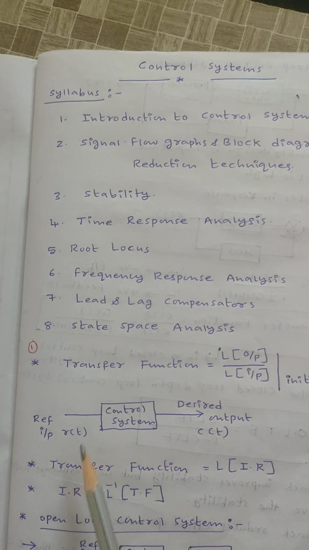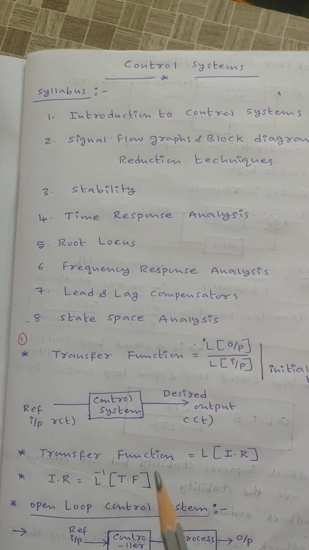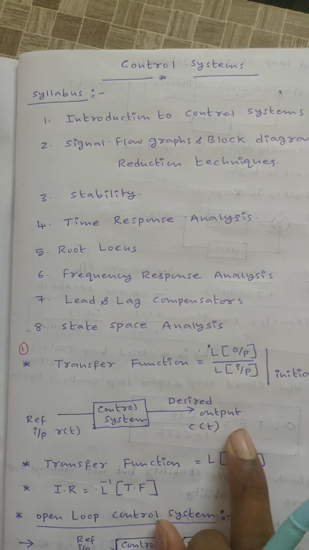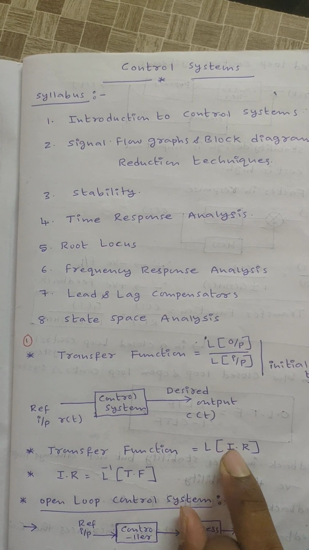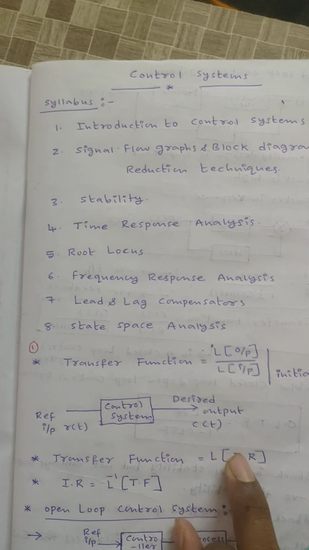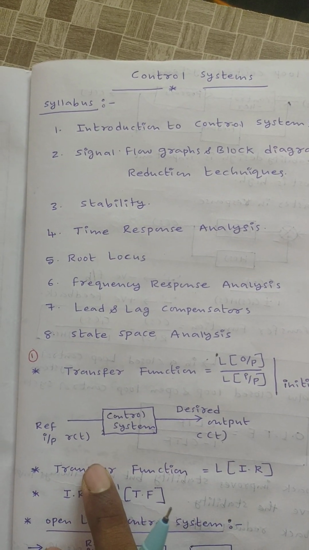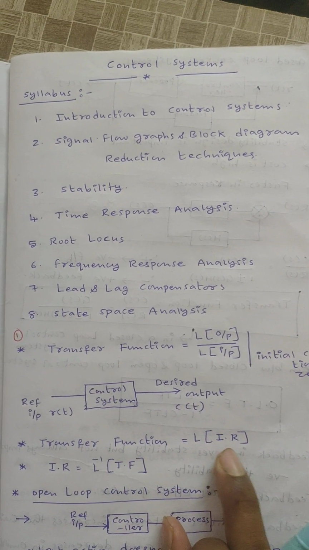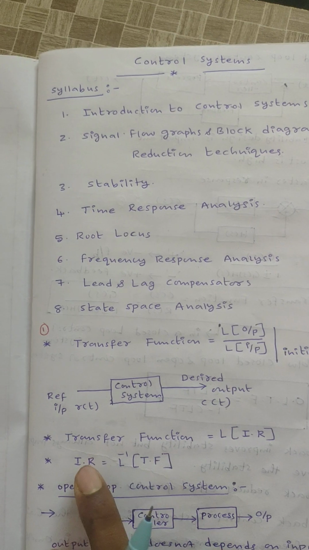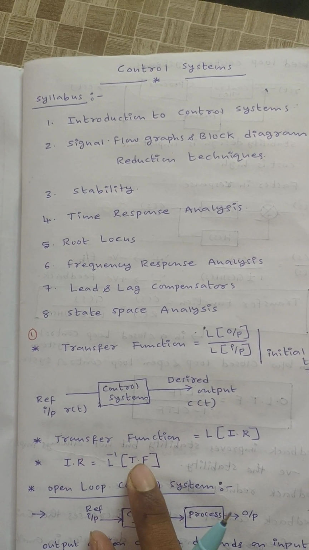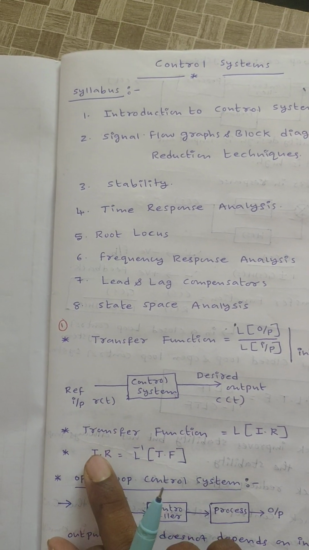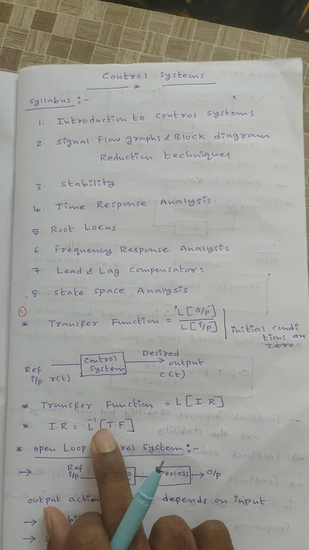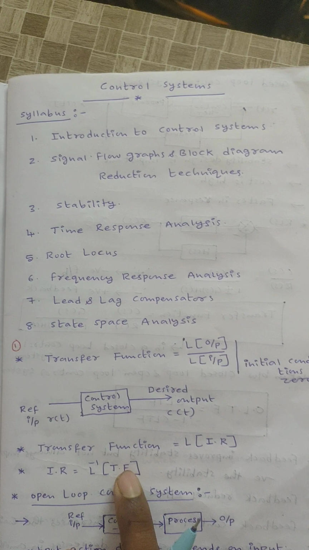Now the transfer function formula is: the Laplace transform of the impulse response is the transfer function. If the impulse response is given, then we can easily calculate the transfer function. That is, transfer function is equal to the Laplace transform of impulse response. Suppose in the problem the transfer function is given, then we can find the impulse response also. That is, impulse response is equal to the Laplace inverse of the transfer function.